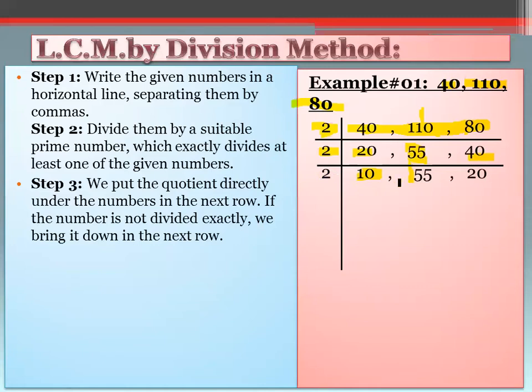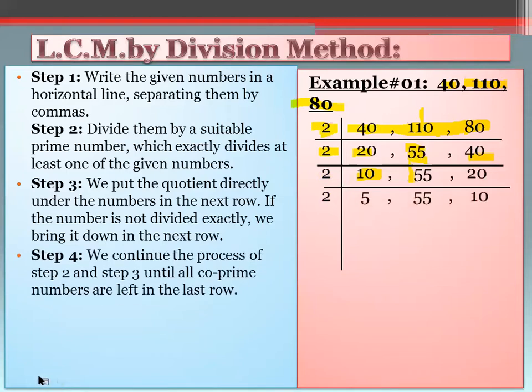Again you have two numbers here, 10 and 20. So 10 and 20 can be divided by 2 as well. So again we will pick the prime factor 2 here. How? Look at here. 2 multiplied by 5 will become 10. 55 again cannot be divided by 2, and 2 into 10 will become 20.